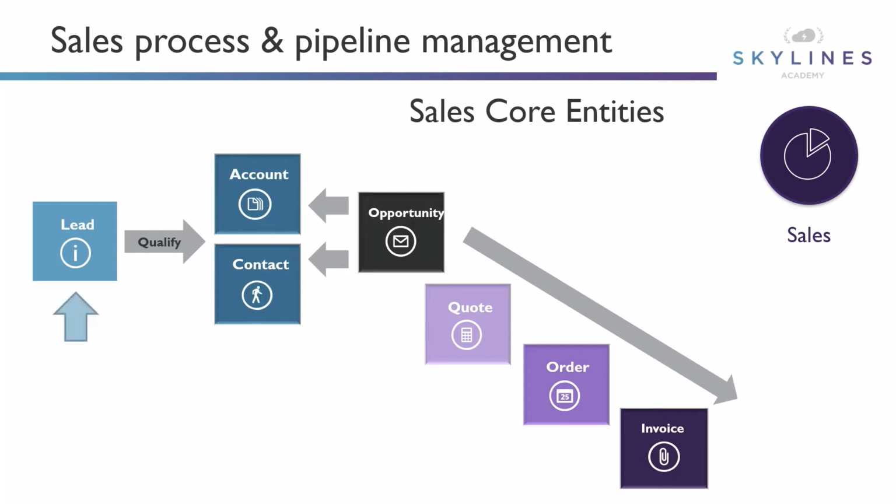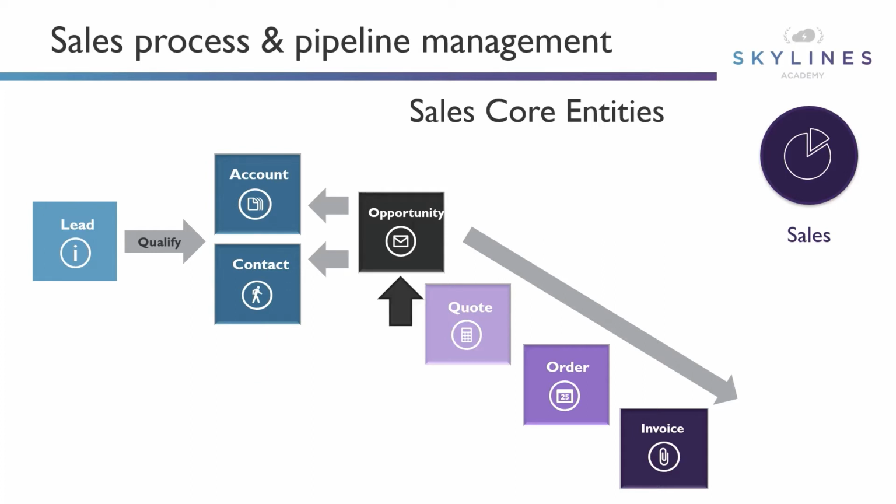So starting on the left, leads represent a potential sale or potential customer. You usually need to qualify it to determine its viability, so it's usually a temporary placeholder in the system. Accounts represent your actual customers, so depending on your business, your customer could be an organization or a company, vendors and partners, or distributors and resellers. Contacts are a specific person.